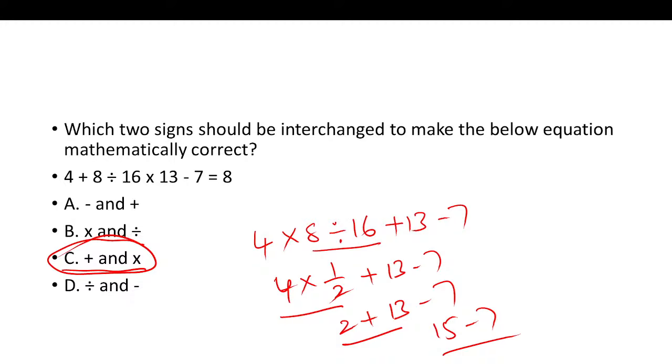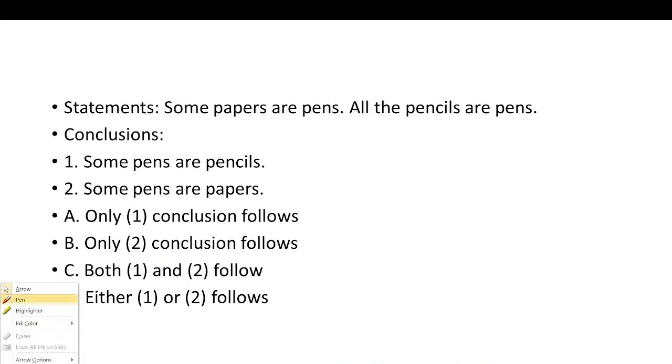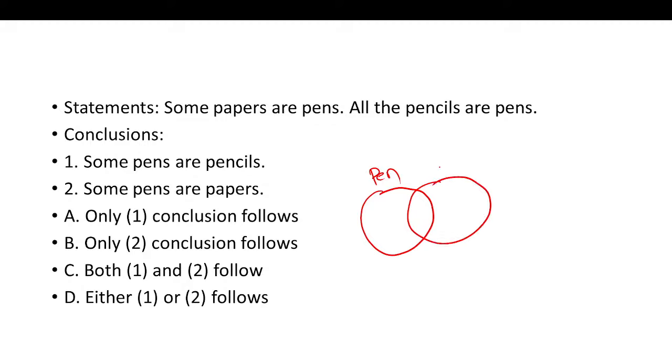Ready? Can you answer this question? Syllogisms. Some pens are pencils. Then some pens are papers. These are papers. Sorry, I have drawn as per the conclusion. First, some papers are pens.